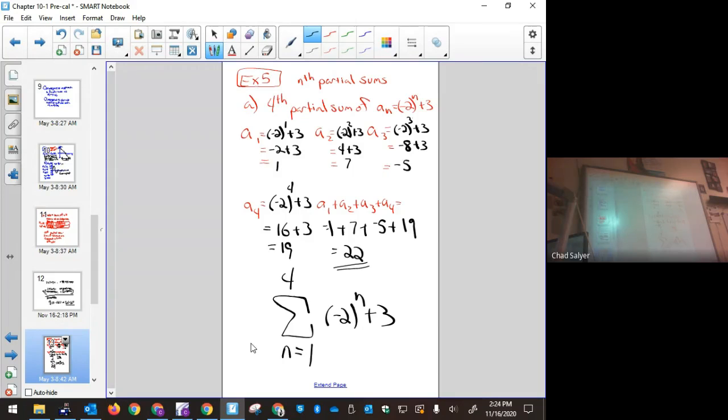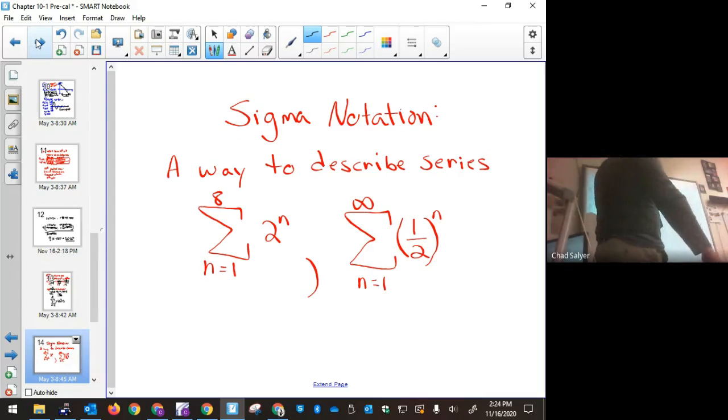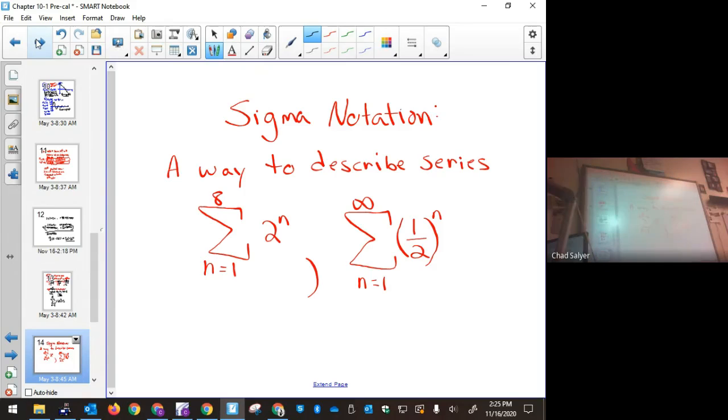So partial sums. Sigma notation. So sigma notation is another way to describe a series. As I just showed you, it's a way you can put it in your calculator. Here's a couple examples. And yes, it can be infinite. And some models of calculator can actually handle that. The TI-89, which I used extensively in college, dealt very well with infinities.